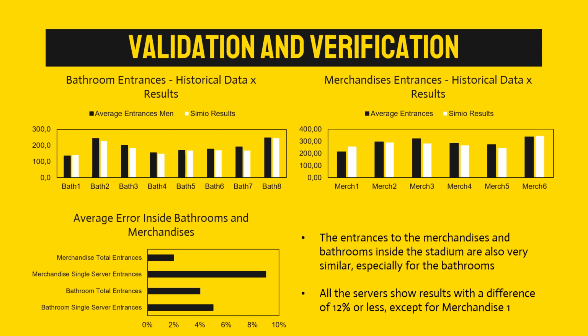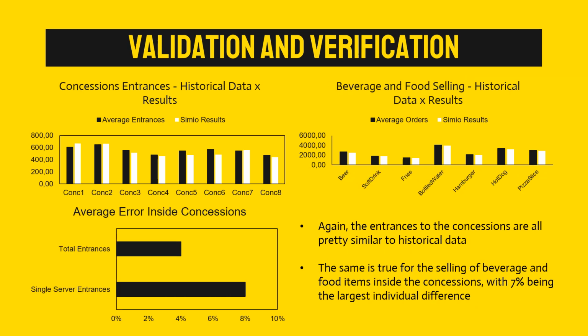As for total entrances inside all of the servers at once, the bathroom showed a 4% difference compared to historical data and 2% for merchandises. For concessions, results were also pretty similar to past records, with an 8% average error across individual concessions and 4% error for total entrances. For food and beverage sales, results were nearly identical to historical data, as can be seen on the right.